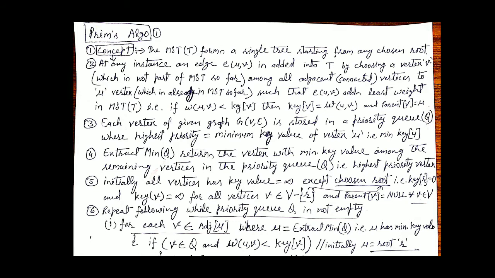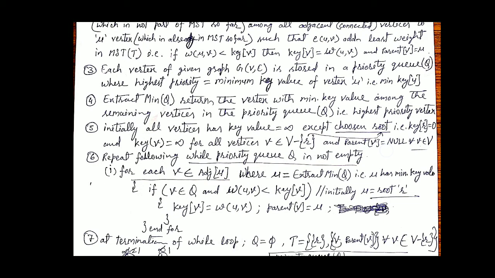Each vertex of the given graph G(V, E) is stored in a priority queue where the highest priority is the minimum key value of vertex U, that is the minimum value of key U. And we will use a function extract min Q, where capital Q is the priority queue, and extract min Q will return the vertex with the minimum key value among the remaining vertices in the priority queue, that is the highest priority vertex with the minimum key value. So how do we do this?